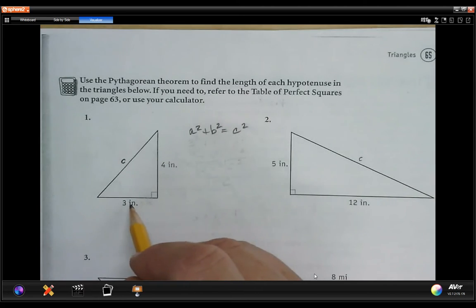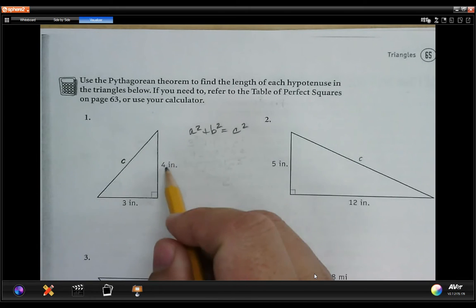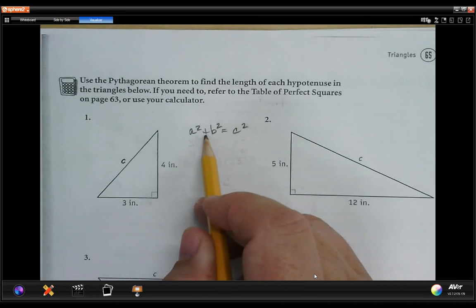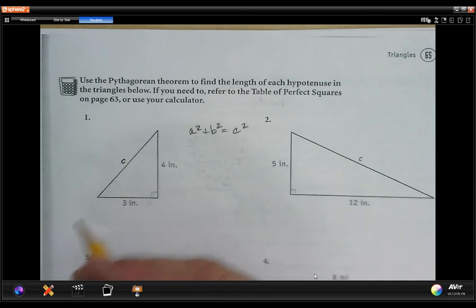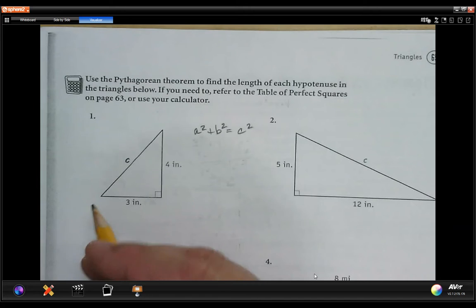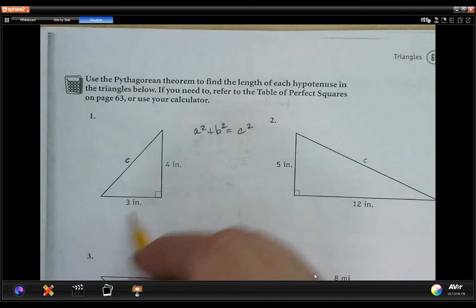Now, remember we said that it doesn't matter about these two legs because we're going to end up adding them anyway and squaring them. So that is a commutative property, and it doesn't really matter which one's A or which one's B. Actually, I had a student at one point in time that told me that anytime it's an upright side, it's always A.